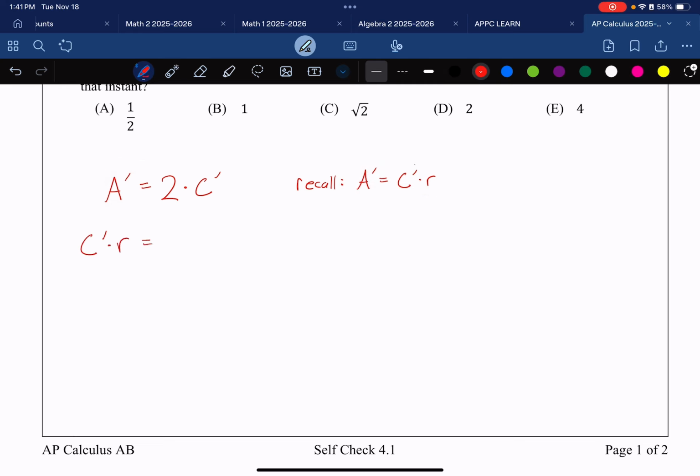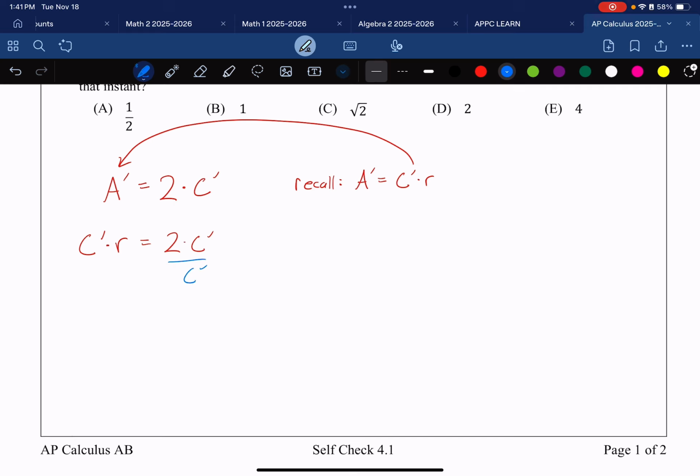I replace it, right? I took all of that and I plugged it into our A prime over here. And that's going to be equal to 2 times C prime. And from here, I'm going to divide both sides by C prime. When I do that, the C primes are all gone, and I'm left over with radius is equal to 2. Correct answer here is D.